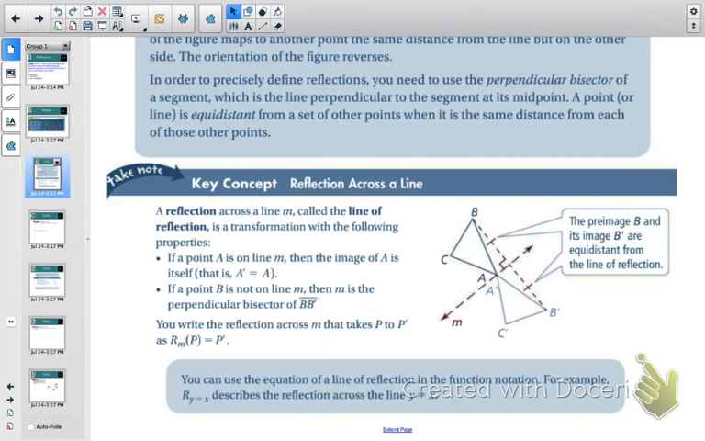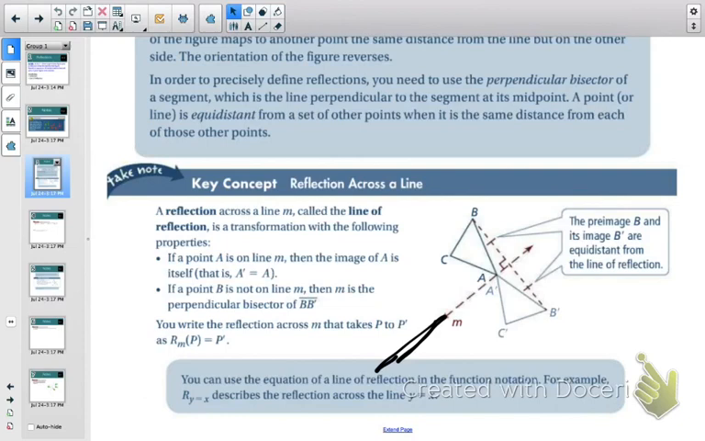Okay, so here's your key concept. A reflection across line M, so if you can see line M over here, that's this line right here, called the line of reflection, so that's the line you're flipping it over, is a transformation with the following properties. So the first one says if a point A is on the line M, then its image is going to be itself. So if it's on the line, it doesn't move.